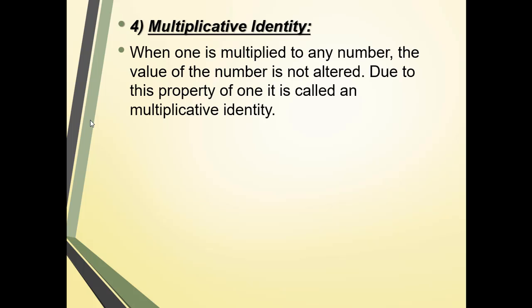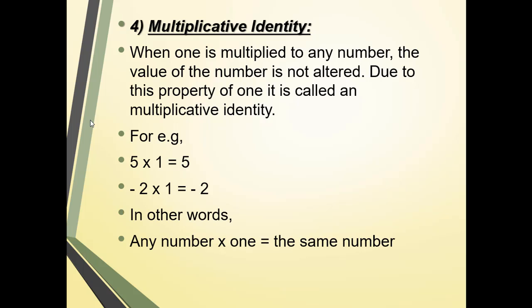Now the fourth one is multiplicative identity. When 1 is multiplied to any number, the value of the number is not altered. Due to this property of 1, it is called a multiplicative identity. For example, 5 times 1 is equal to 5. Similarly, minus 2 times 1 is equal to minus 2. In other words, we can also say that any number which is multiplied by 1 will be equal to the same number.